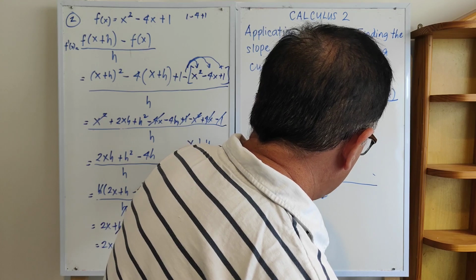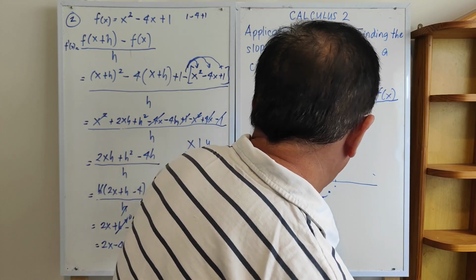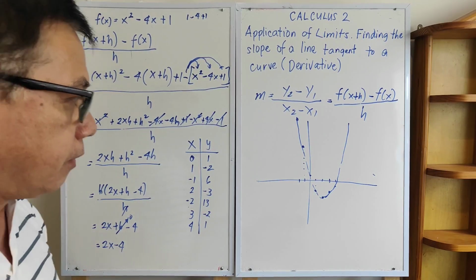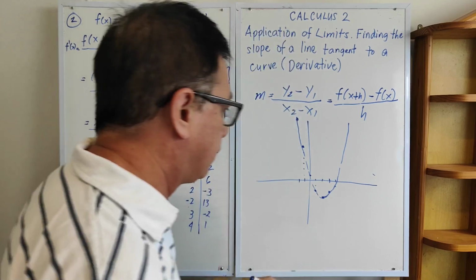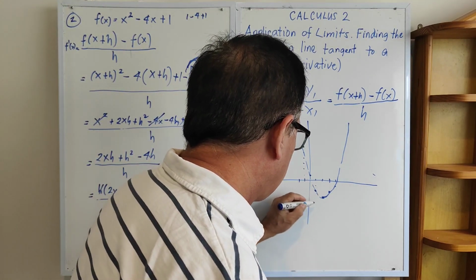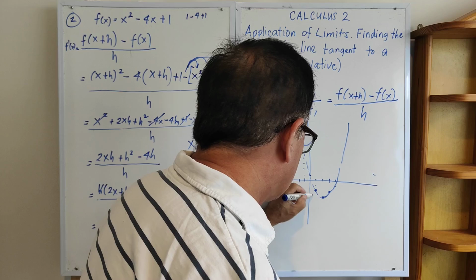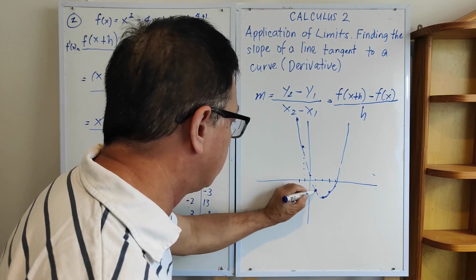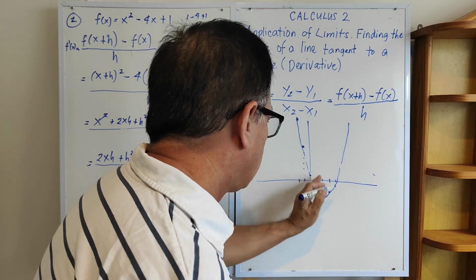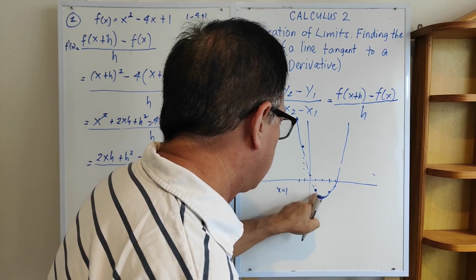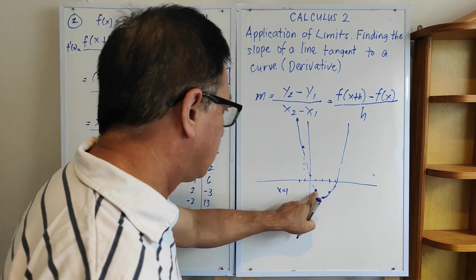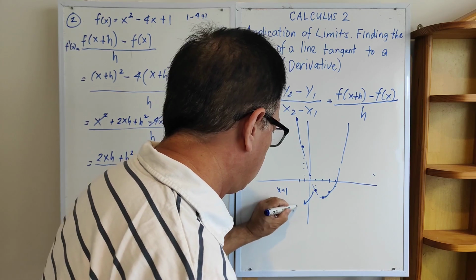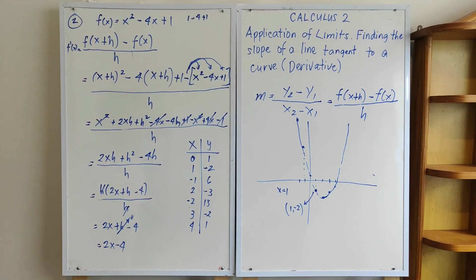It's also a parabola pointing upwards. So for example, you want to get the slope at x equal to 1. This point is 1, negative 2. So what is the slope at that point?